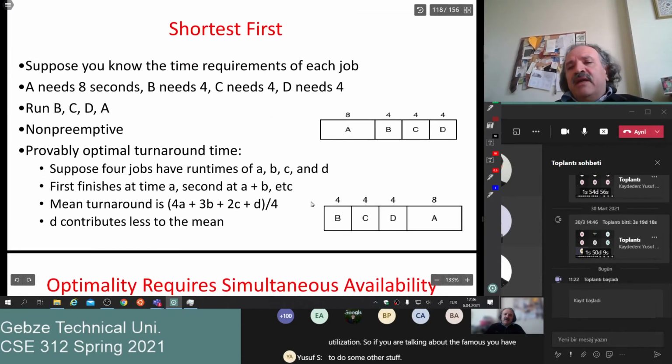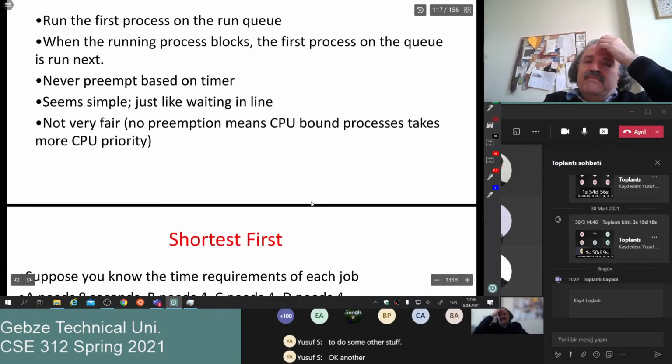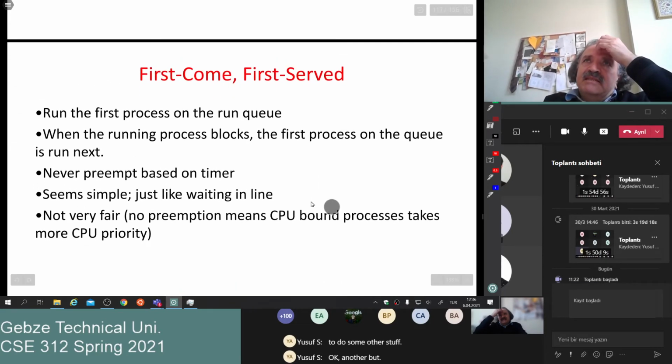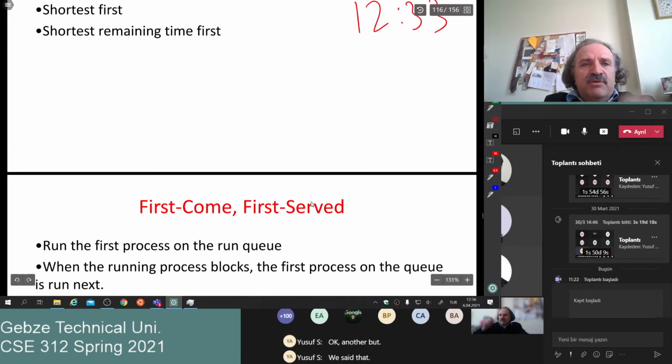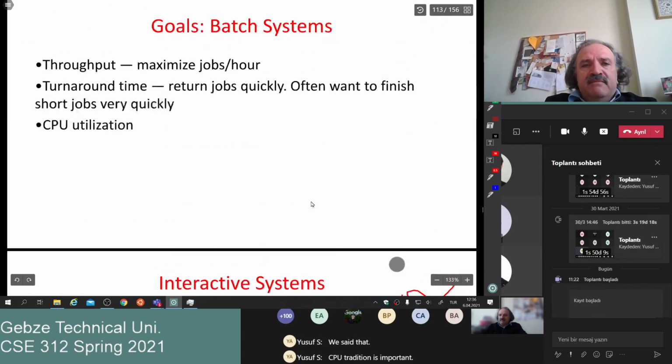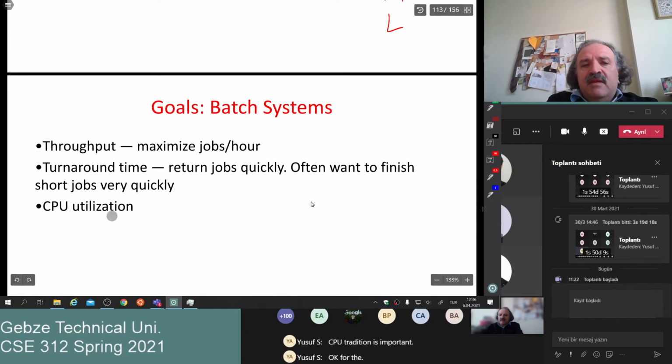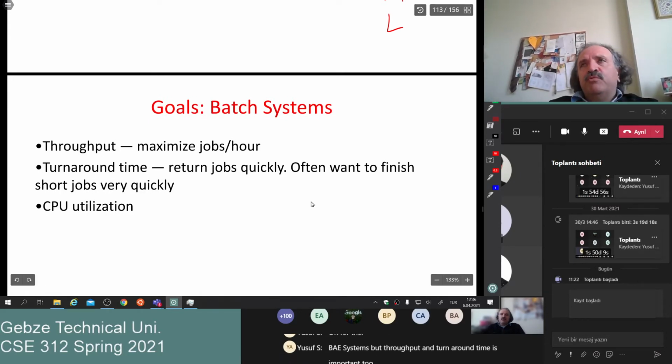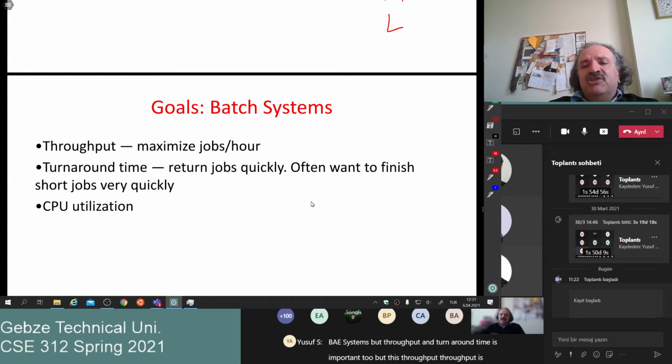Okay, we said that CPU utilization is important for batch systems, but throughput and turnaround time are important too. What is throughput? Throughput is maximizing jobs per hour. How many jobs you completed.